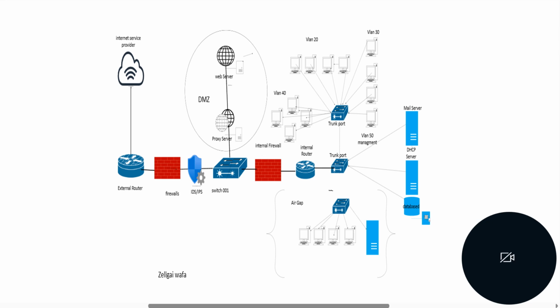After that, we put an IPS and IDS for intrusion detection and intrusion prevention. If any virus, malware, or other threats show up in the traffic, the IDS will detect it, and the IPS will prevent the threat. After that, we have a switch. The switch is connected to the DMZ zone.